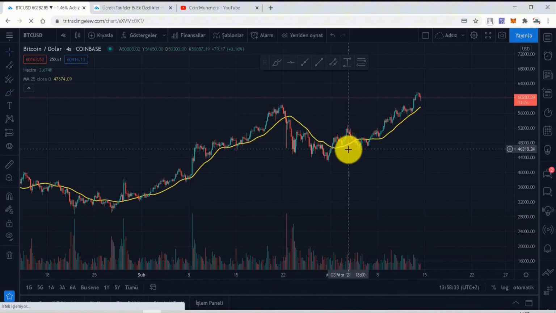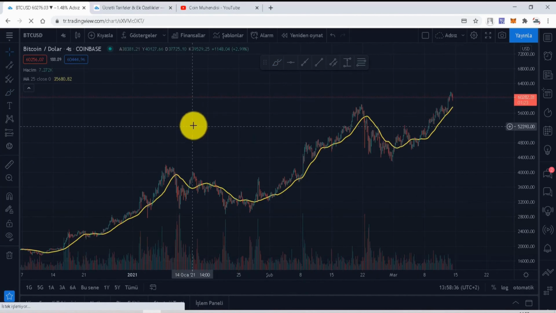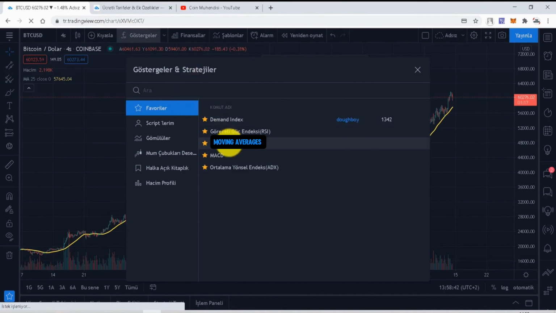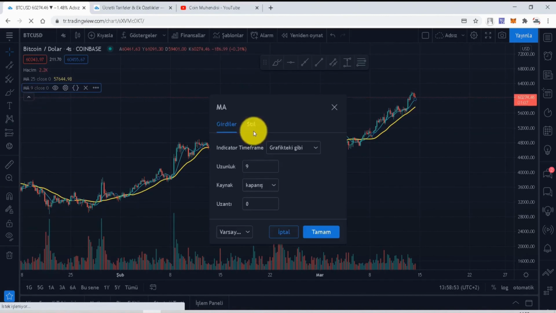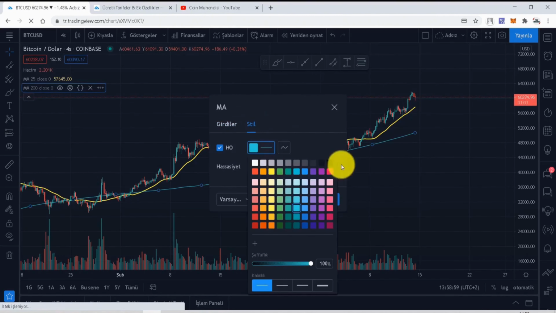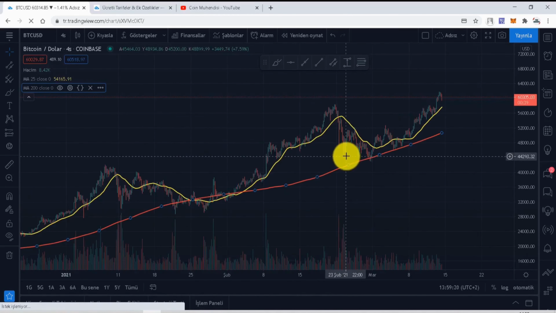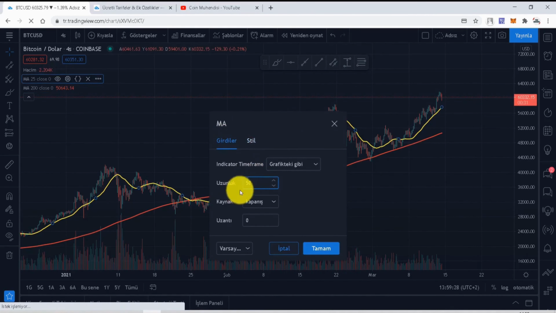Now we will talk about the golden cross and dead cross in moving averages. As you can see here, we are adding one more to the moving averages. Here I am writing MA. I am adding another one to the moving average section. And I am setting this moving average to 200. Since this is the strongest moving average, let's make it red and thicken it a bit. As you can see, I have set this to 200. When I set the other one to 25, I am making it 50.